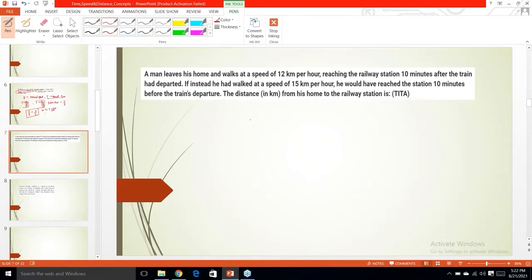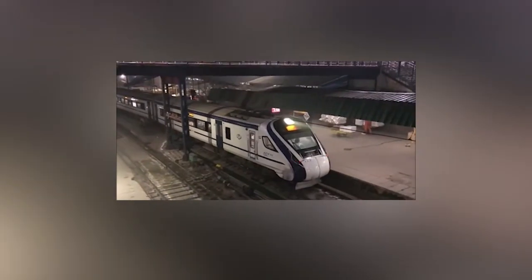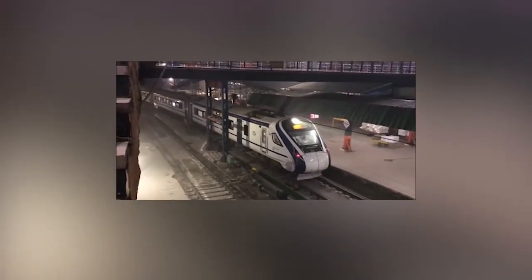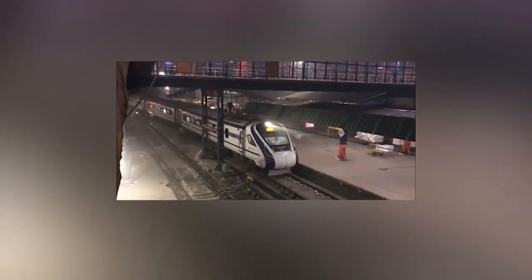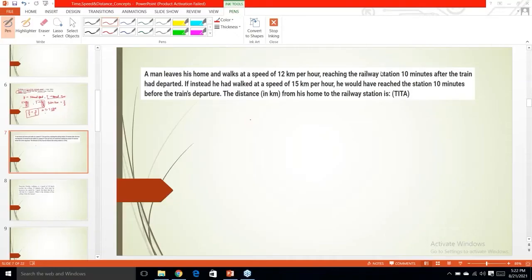A man leaves his home and walks at a speed of 12 kilometers per hour, reaching the railway station 10 minutes after the train has departed. If he instead had walked at 15 kilometers per hour, he would have reached the station 10 minutes before the train's departure. The distance from his home to the railway station is, right? Obviously, the distance from the home to the railway station is fixed. The only interchanging that is happening is between speed and time.